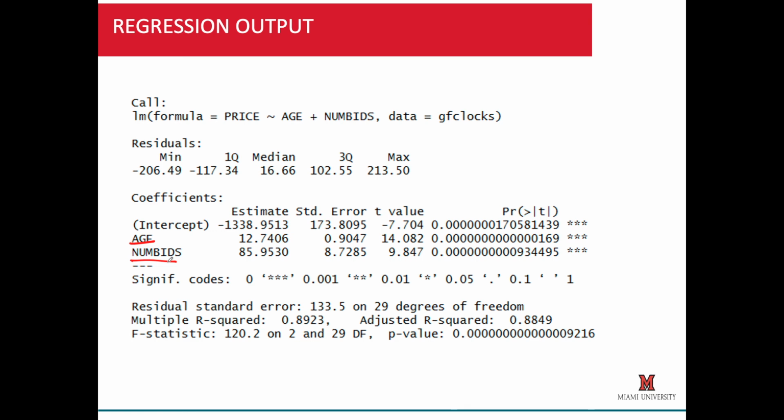The other thing that we want to see is RMSE here. In RMSE, the interpretation is the same. So on average, the predictions are off by about $133.5.